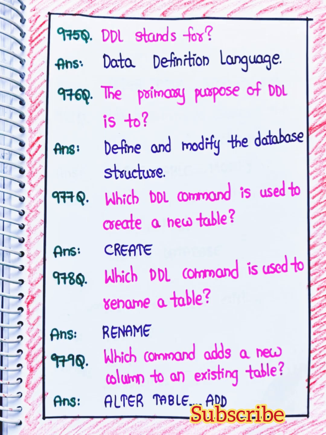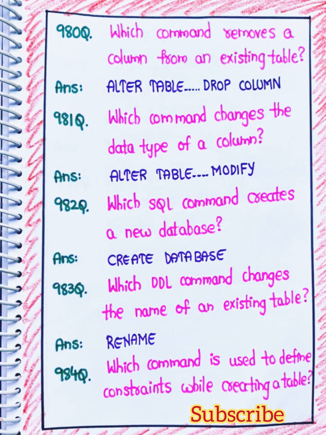Which command adds a new column to an existing table? Alter table, add. Which command removes a column from an existing table? Alter table, drop column. Command removes a column from an existing table. Which command changes the data type of a column? Alter table, modify command changes the data type of a column. Which SQL command creates a new database? Create database command creates a new database.